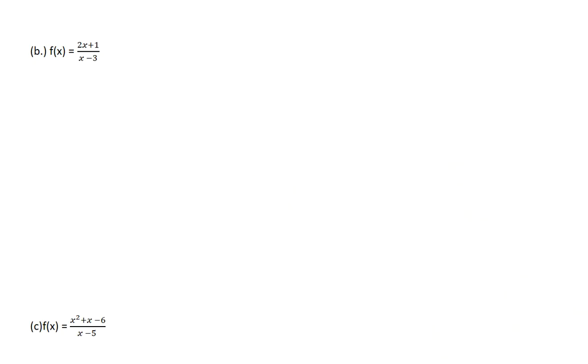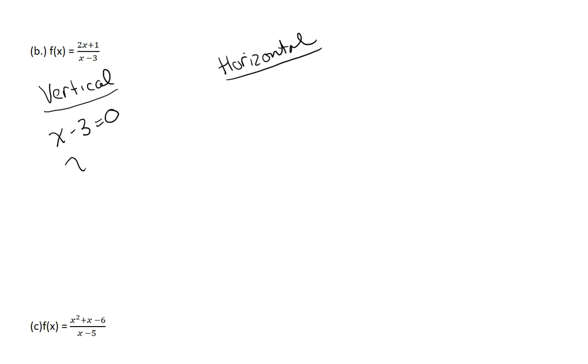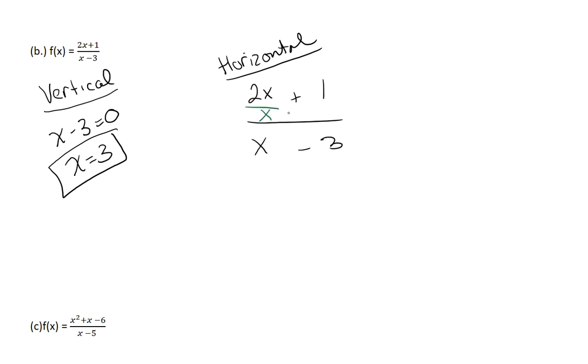So I'm going to do the same thing with letter B. I want to find my horizontal and my vertical asymptotes. I'm going to start with my vertical, and that's pretty straightforward. I'm going to take the denominator, set it equal to 0, and my vertical asymptote will be at x equals 3. Now, the highest degree in this one happens to be x, so I'm going to take 2x plus 1x minus 3, and put these all over the highest degree, which is x to the first.